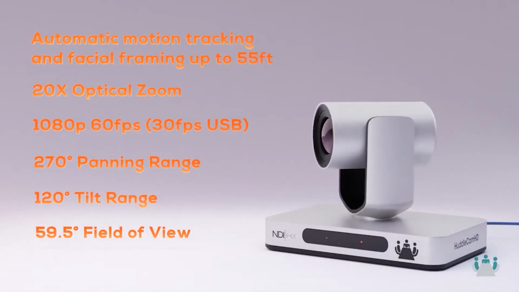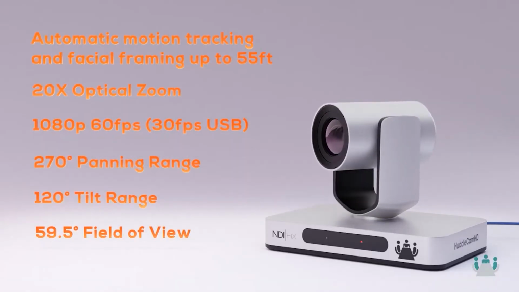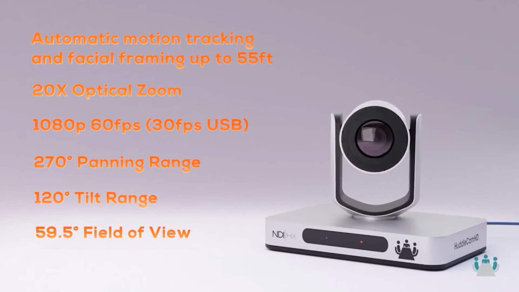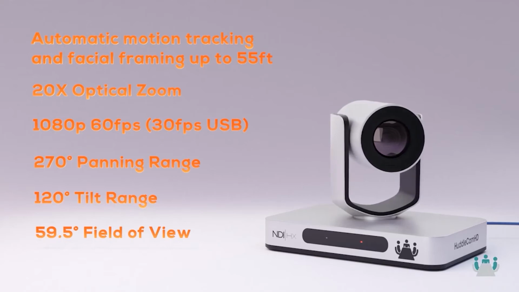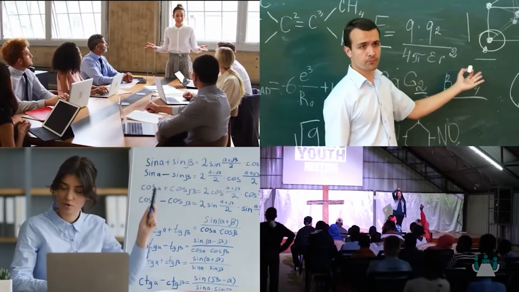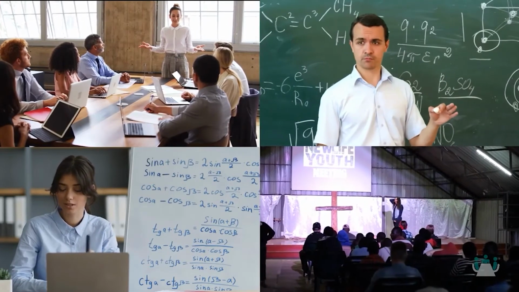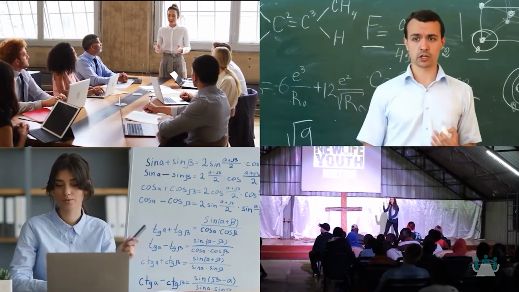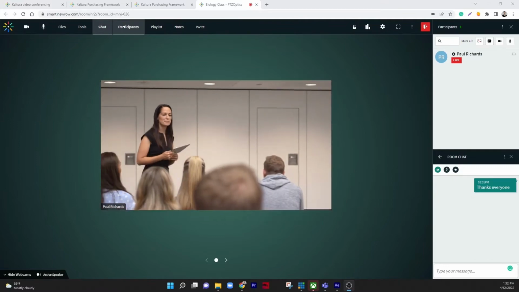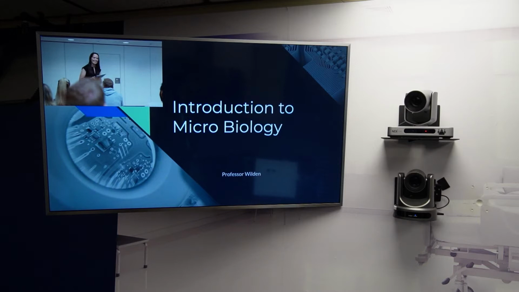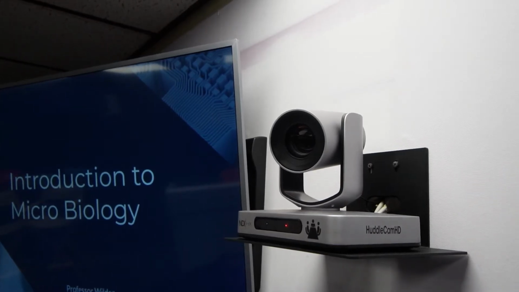The HuddleCamHD SimplTrack Lite is an auto tracking camera that can automatically follow presenters at the front of a classroom from up to 55 feet away using a 20x optical zoom lens. The SimplTrack Lite can easily be used with Kaltura's lecture capture software, virtual classrooms, and the entire learning management system environment. The HuddleCamHD SimplTrack Lite makes it easier than ever to deliver high-quality conferences or lectures with no camera operator or expertise required.